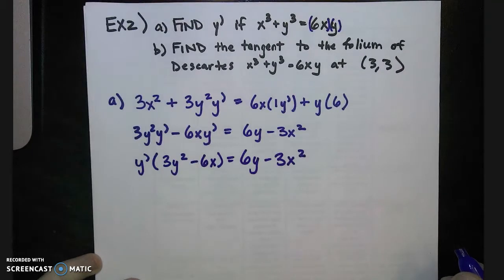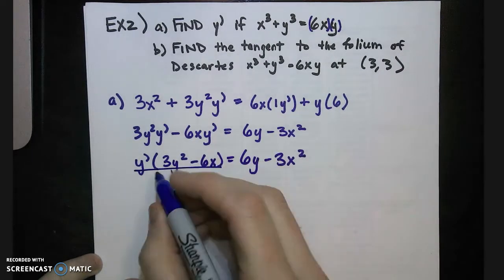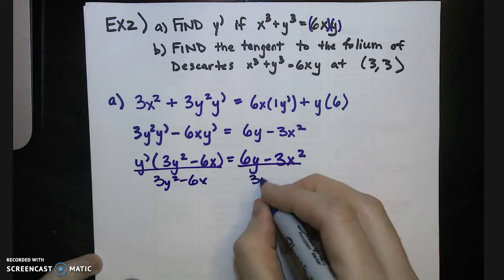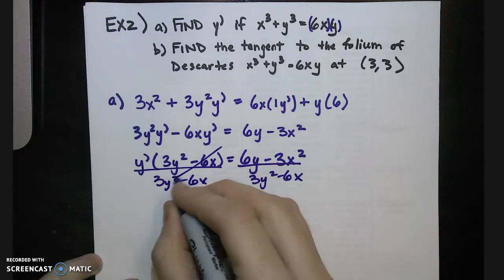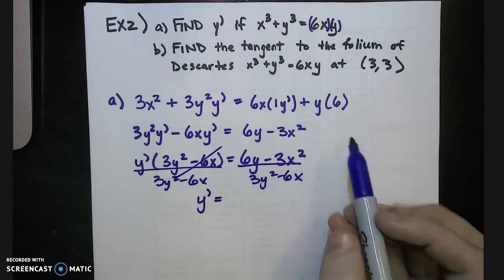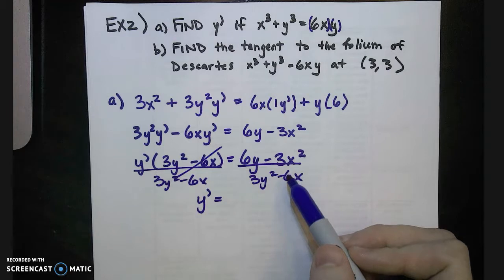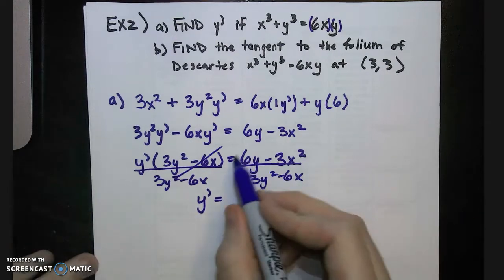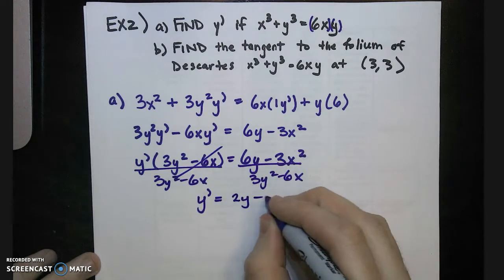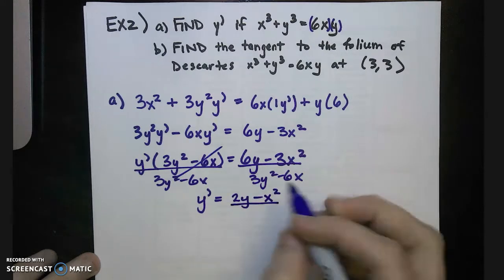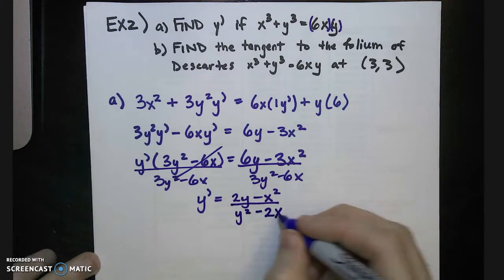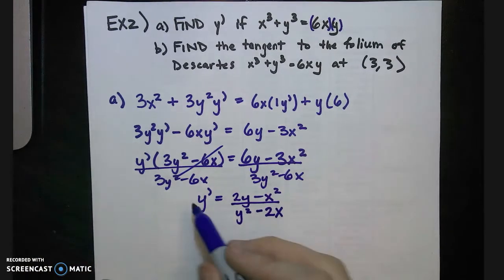Then we want to get y prime by itself, so we divide both sides by the 3y squared minus 6x. And then this is my answer, but if you notice, they all have 3 in common, so I can factor out a 3. If you take 3 out, we get 2y minus 1x squared over 1y squared minus 2x. So that's my answer to part A.